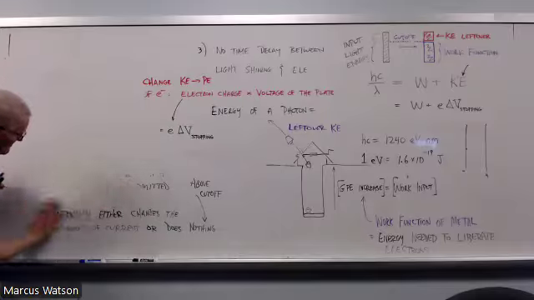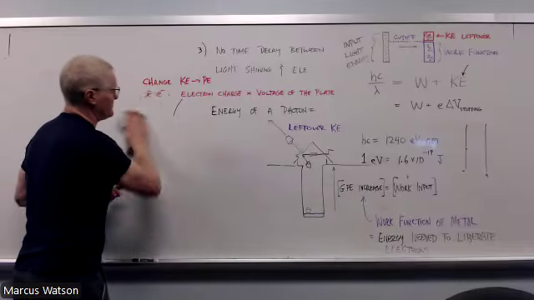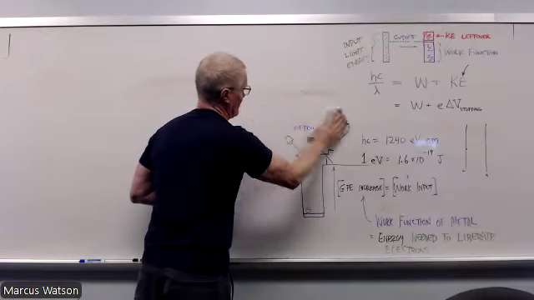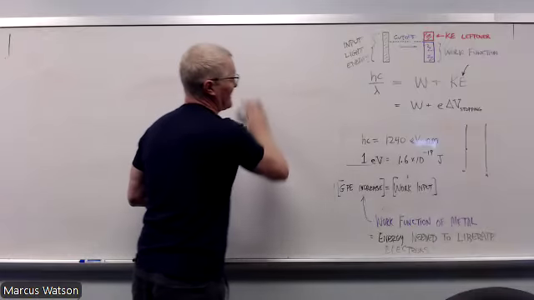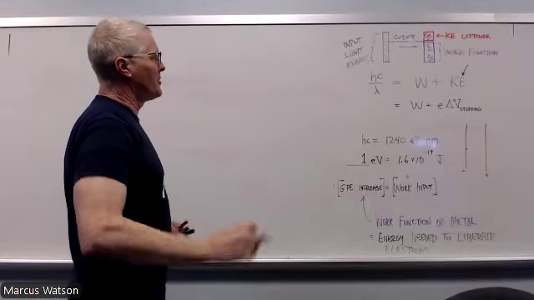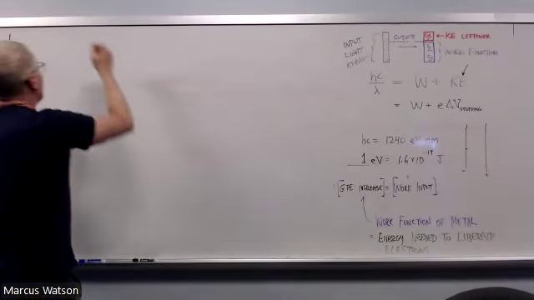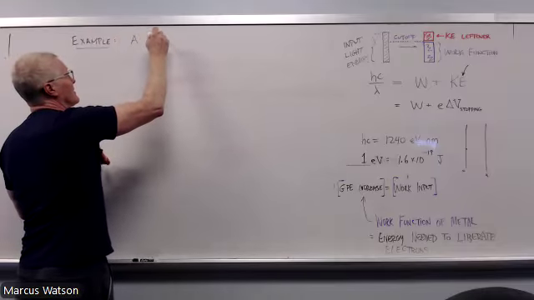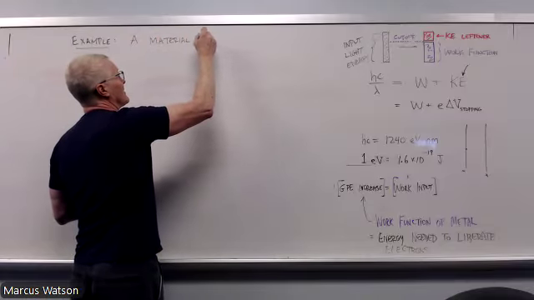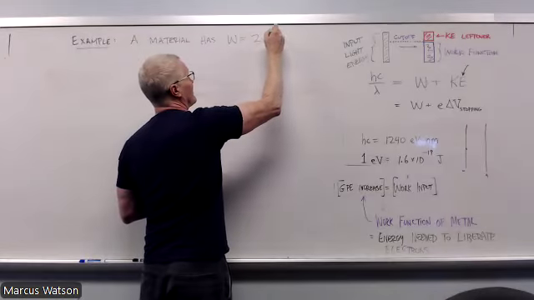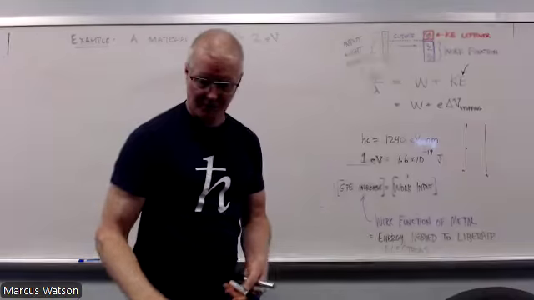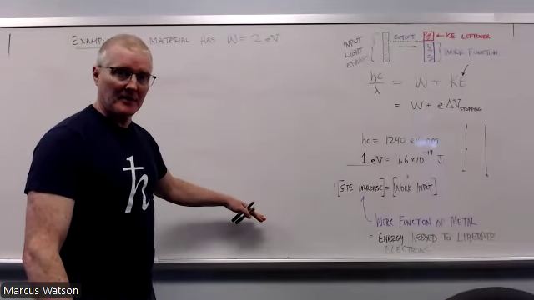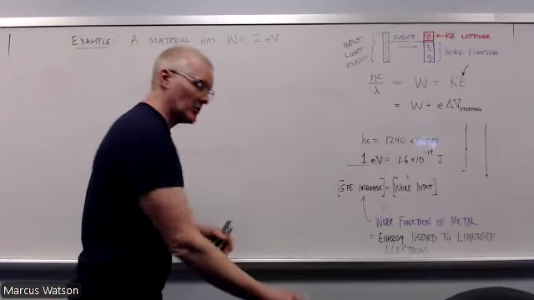So let's suppose that I have a material that has a work function that's pretty easy. Let's say we have a 2 volt work function, 2 electron volt work function. So we're going to have 2 electron volts, like that. That is, in other words, the depth of the well. That's the minimum amount of energy I need to put in order to get an electron out.